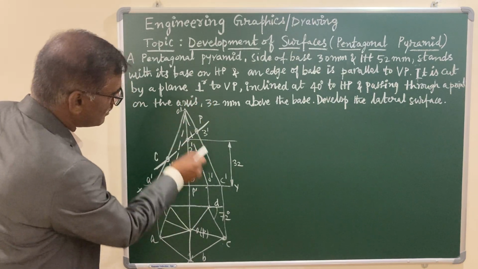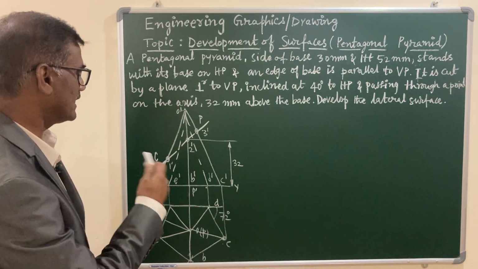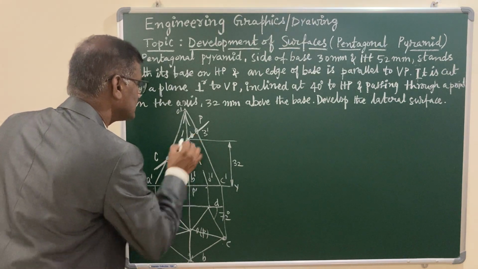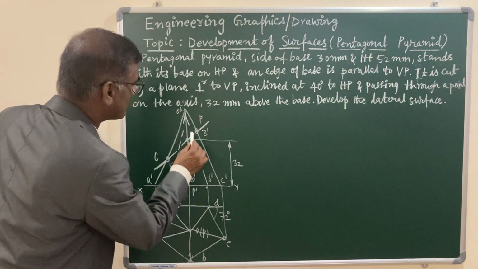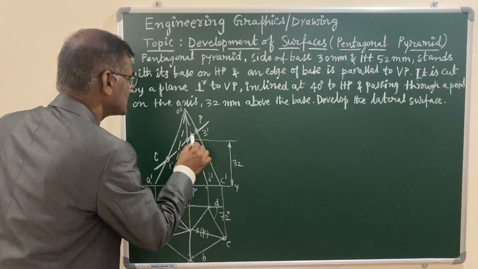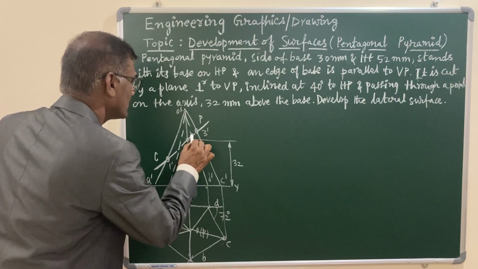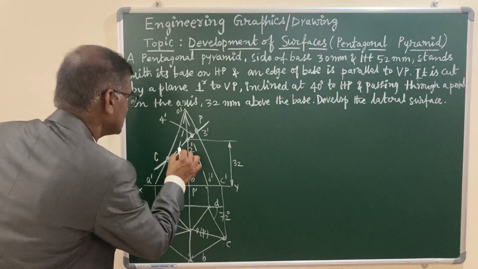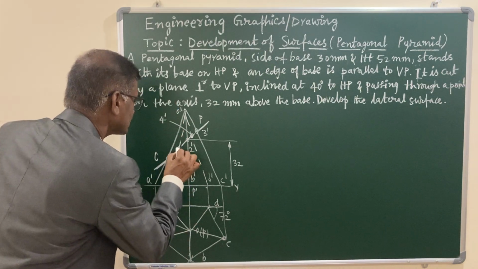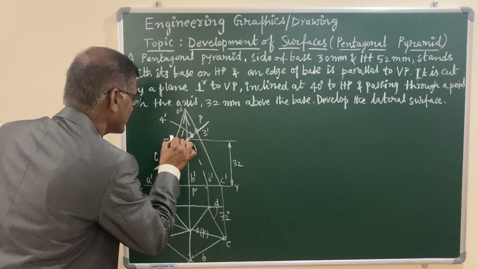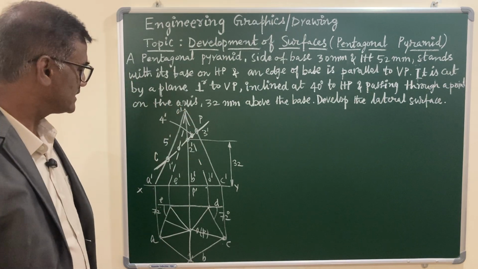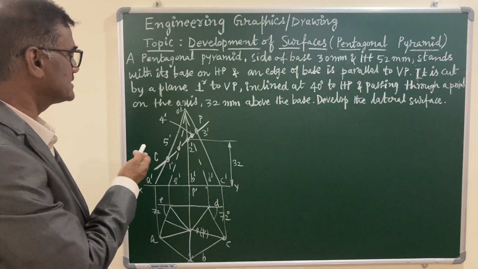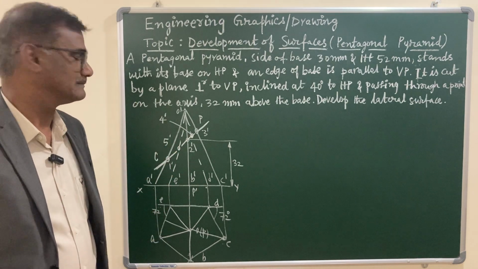3 prime is on O prime C prime, and at the back of it you can see this point is on O prime D prime. It is cutting at a point 4. Let me rewrite this as 4 prime, and finally the last point is 5 prime. I have located all the points of intersection between the slant edges and the cutting plane.